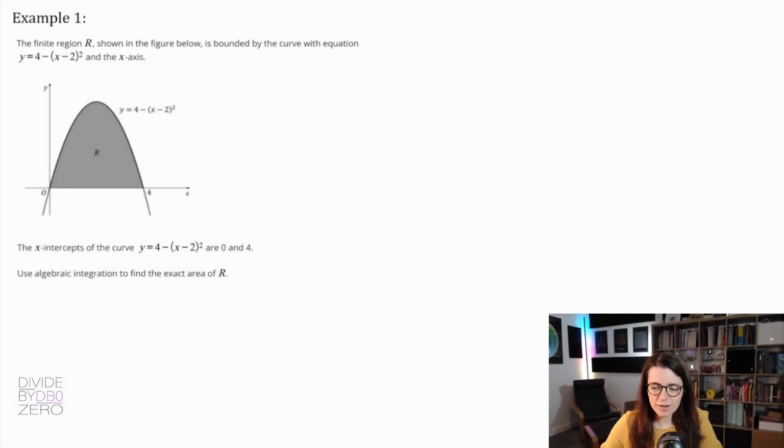Example 1. The finite region R, shown in the figure below, is bounded by the curve with equation y equals 4 minus (x minus 2) squared and the x-axis. The x-intercepts of the curve are 0 and 4. Use algebraic integration to find the exact area of R.